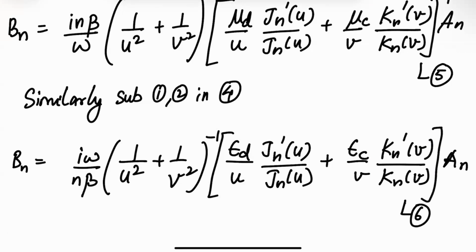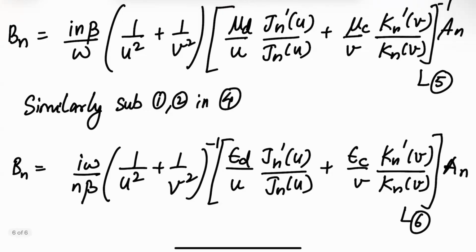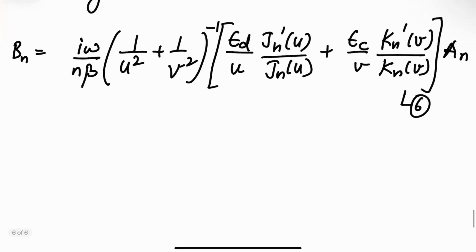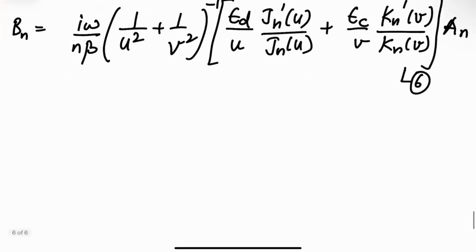And now we're kind of in a position to solve them, right? So we can now eliminate An and Bn because we have two equations. So essentially you just equate the two right-hand sides and then cancel An. And that gives you an equation that is purely in terms of u and v, right? Which is called the transcendental equation.